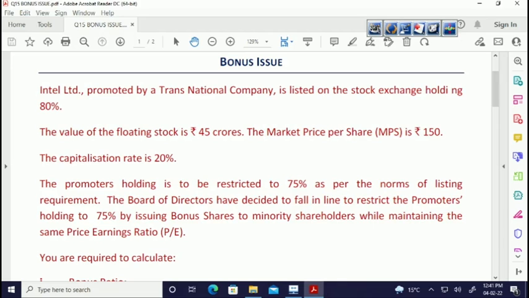Value of the floating stock is 45 crores. That means 20% of the market cap is 45 crores, because 80% is held by promoters. Floating stock is 20%, so 45 crore is 20%. 45 divided by 0.2 is 225 crore, the total market cap. Market price is 150, so 225 by 150 is 1.5 crore, the total number of shares. You want me to do hole hole? Let me do hole hole.